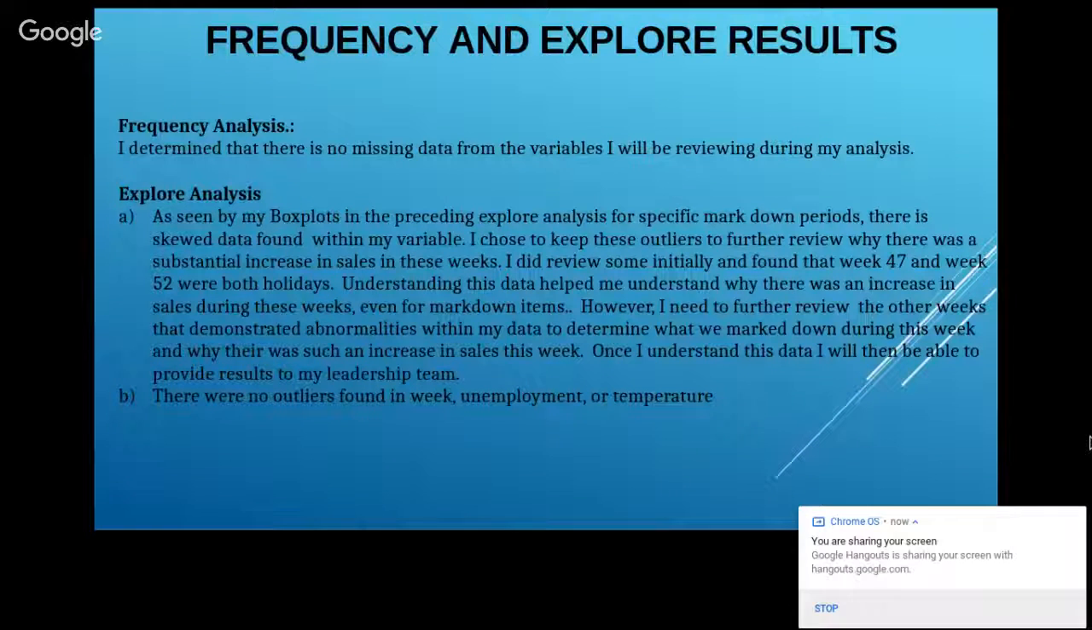So what I decided, from the results I had for my frequency and explore, is that there's no missing data from the variables that I will review during my analysis. And I did find that there were quite a few outliers from the explore analysis that will have to be evaluated further, with the exception of the holidays, where I believe you want to see an increase in the amount of money you make during the markdown items.